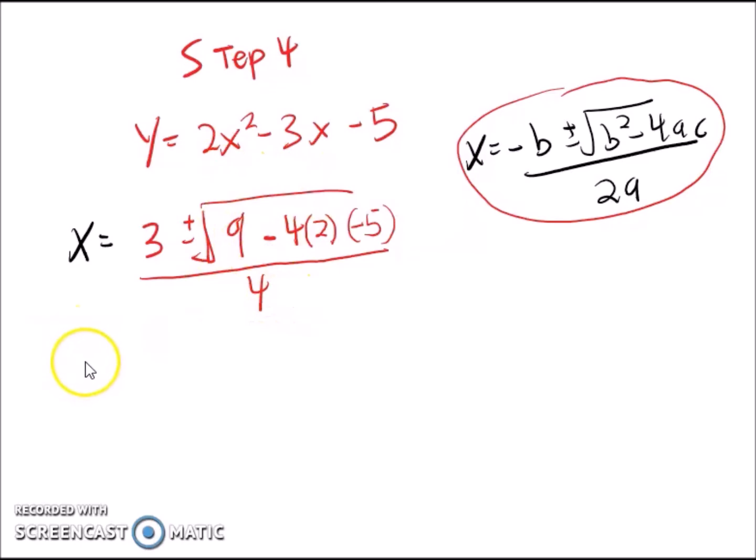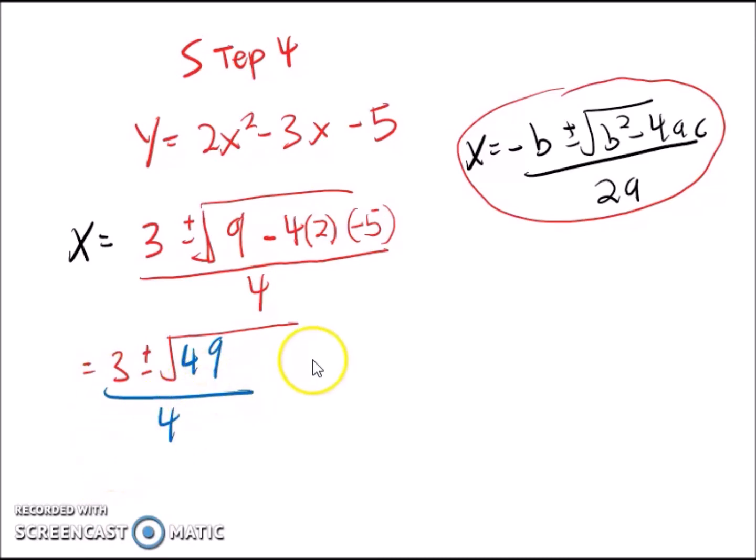Now, x is 3 plus minus. We solve the numbers inside the square root. So here is 8 times 5, you get 40, and negative will become positive. So we got here 49, and then it's over 4. It can be simplified. The square root of 49 will be 7. So we have 3 plus minus 7 over 4. And here we'll be getting 2 answers, where we have to separate the positive and negative.